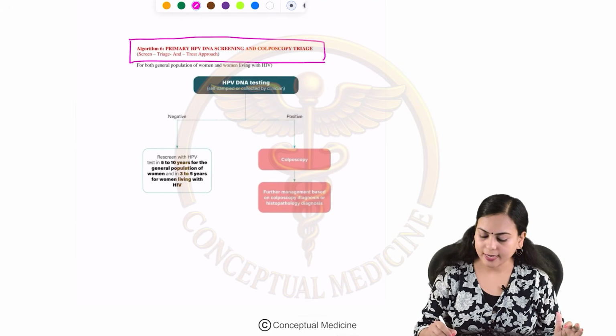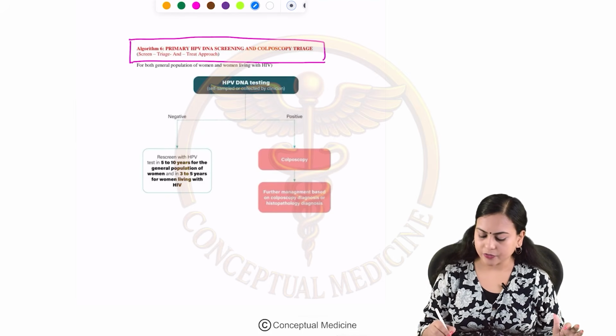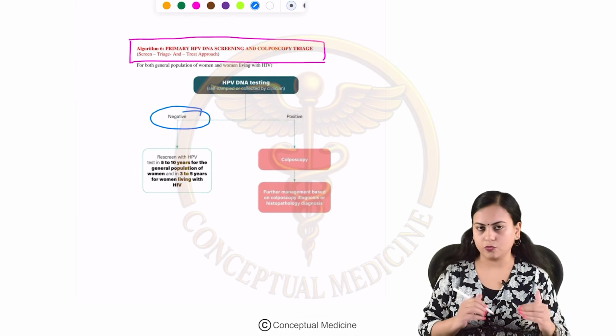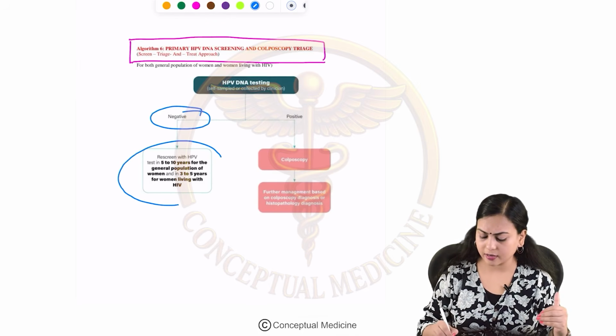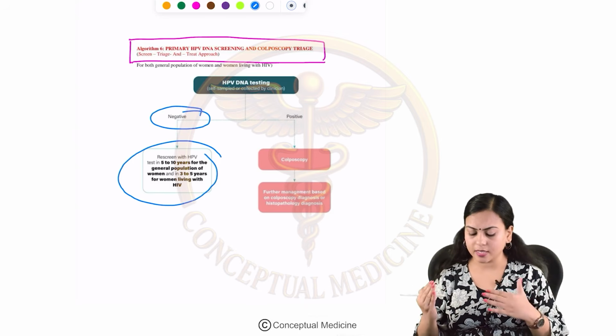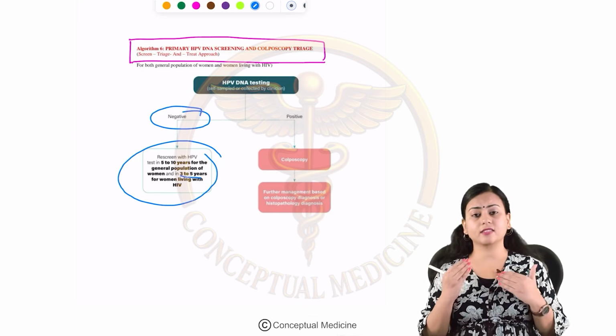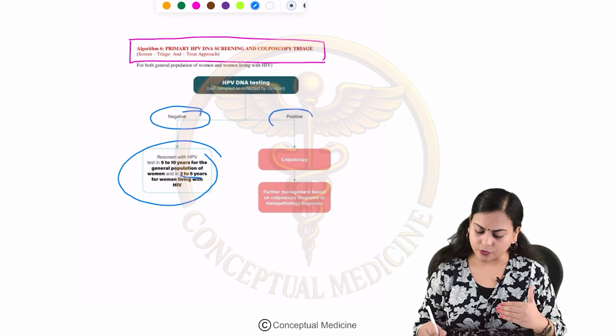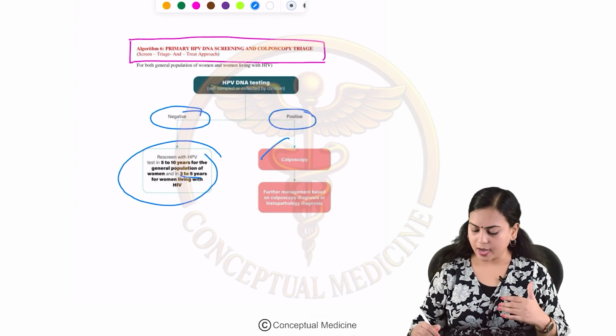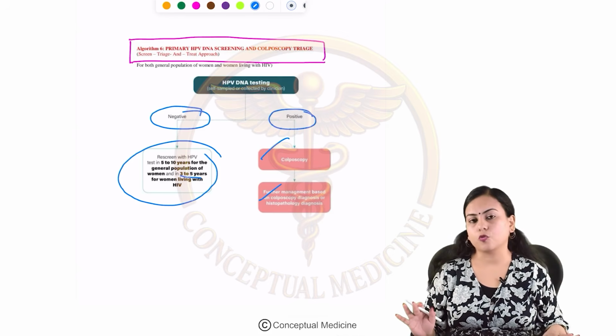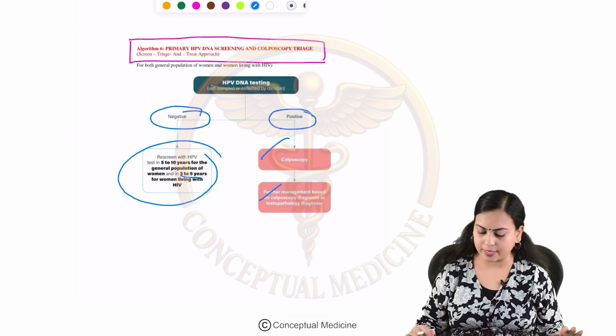Now coming to algorithm 6, which is about primary HPV DNA screening and colposcopy triage. When HPV DNA screening is done, you have to see whether it is negative. Negative means you will screen her with HPV in 5 to 10 years, and if she is a woman living with HIV, she will be screened in the next 3 to 5 years itself. Then if it is positive, directly offer her colposcopy and further management based upon the colposcopy and the histopathological examination.